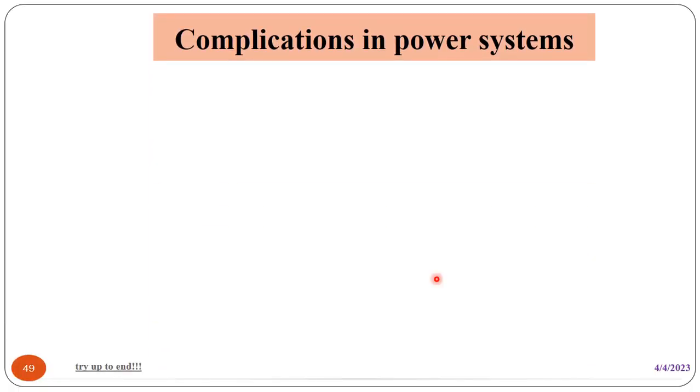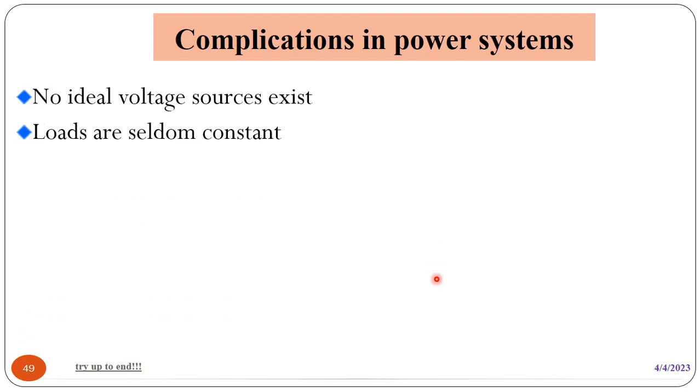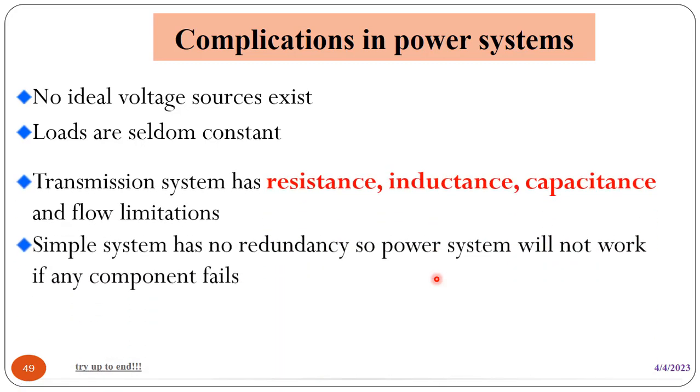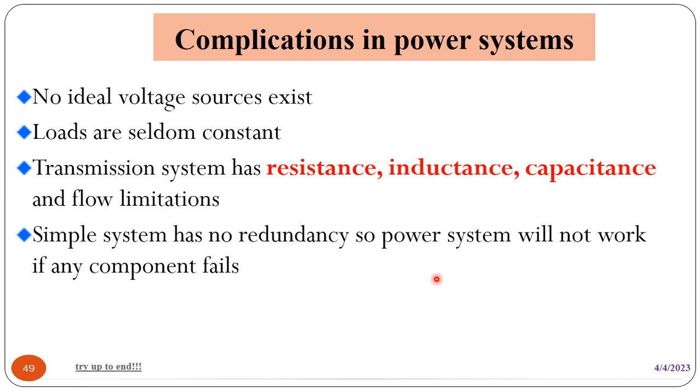Power system is complicated. No ideal voltage source exists. Loads are seldom constant. Transmission system has resistance, inductance, capacitance, and flow limitations. A simple system has no redundancy, so the power system will not work if any component fails.